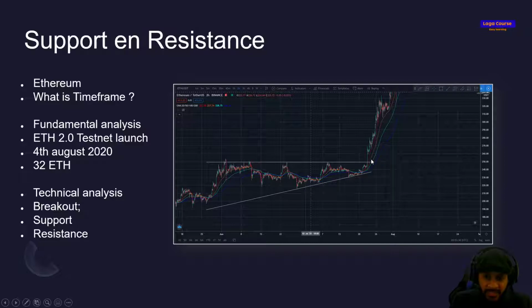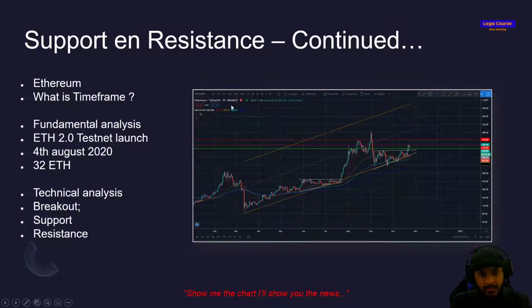So we can see that the moment Ethereum broke the $250 mark, it went parabolic, all right, on the 2-hour time frame. So the breakout was really positive. This was the support line, this was the resistance line, and once it broke the resistance line, boom, it went vertical.